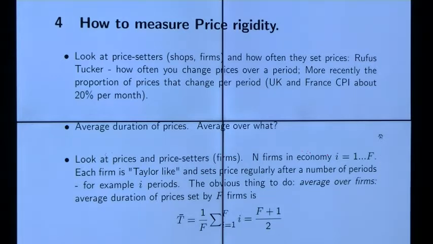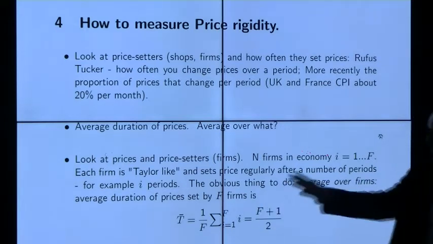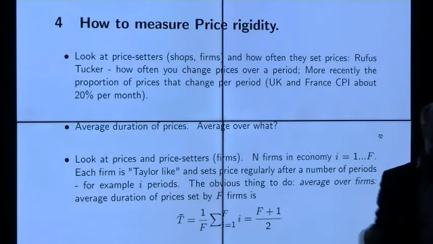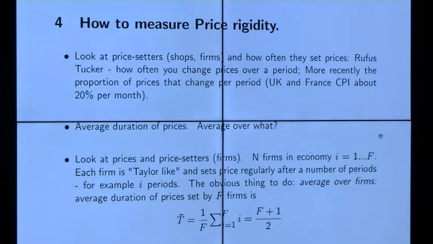F could be a very large number. It could be 44, 100, or 1,000. But firms set prices for different lengths of time. So if we averaged over those firms, there are F different types, F different firms, and some set prices for 1 period, for 2 periods, for 3 periods, for 4 periods, up to F. If we take an average of integers from 1 to F, our mean will be (F plus 1) over 2.